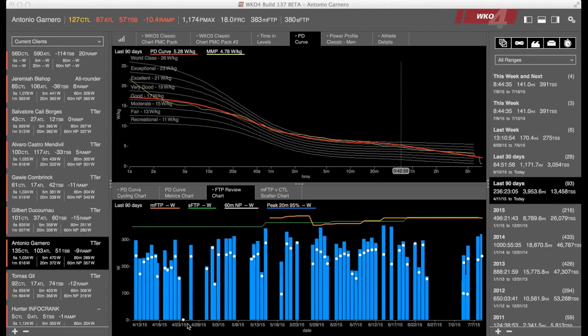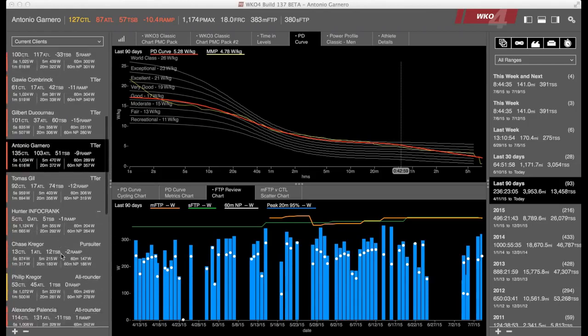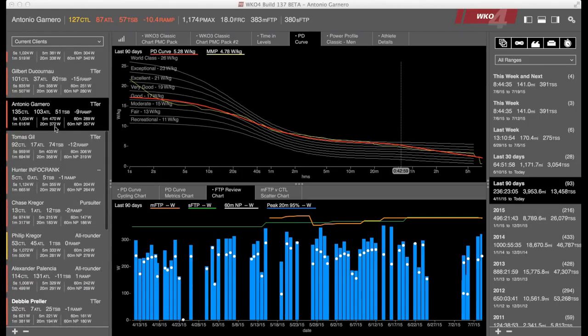I'm going to tell you how to use your modeled FTP and what that means in TrainingPeaks WKO4. I'm super psyched to show you how to track your modeled FTP and understand a little bit about that. Right now we've got an athlete over here, an athlete that I work with. He's the former Brazilian pro national champion, a very talented athlete.